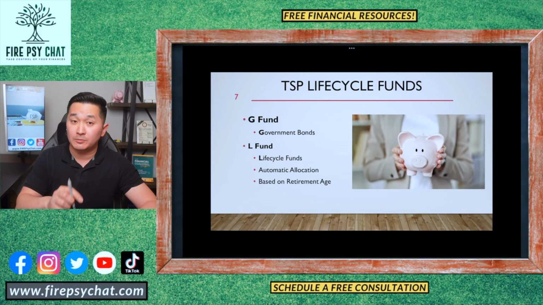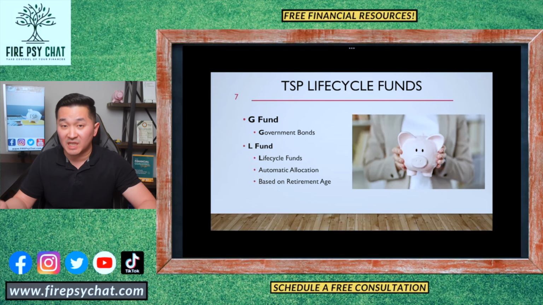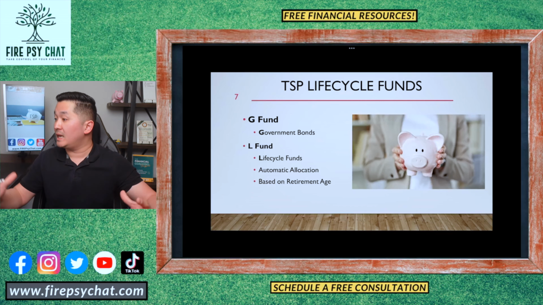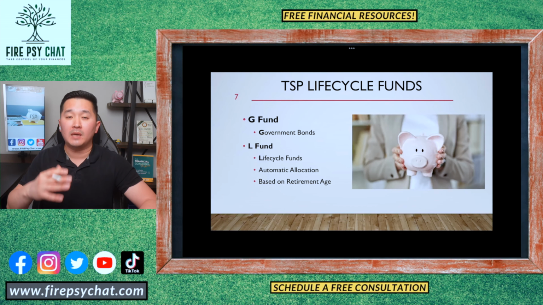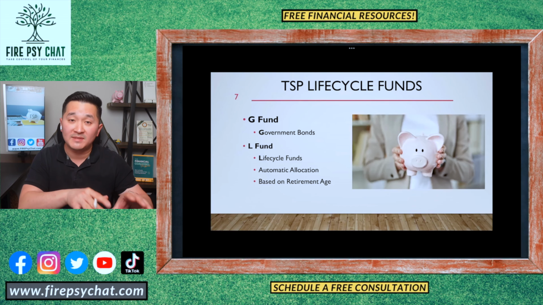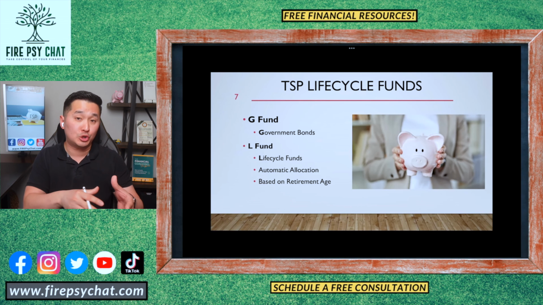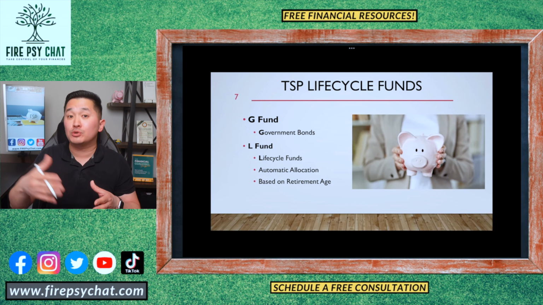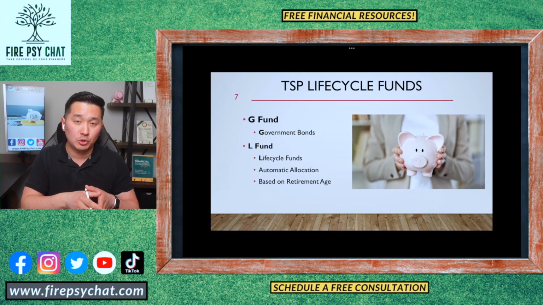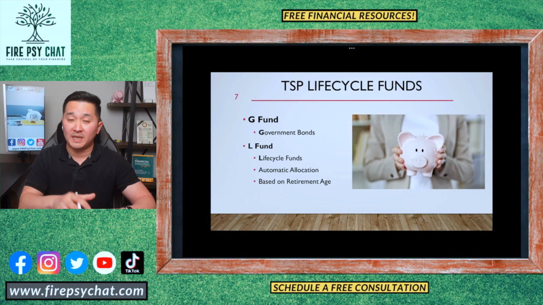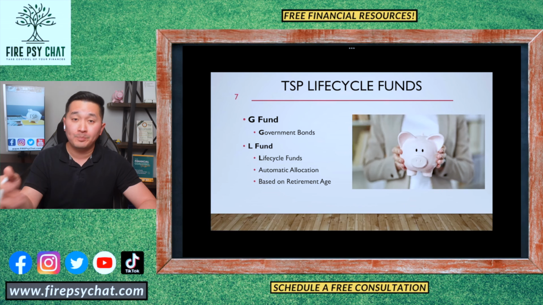And L stands for life cycle, or the target retirement funds, that are mixed with C, S, I, and F funds, but they're designed to automatically allocate those funds based on the life cycle fund you choose. The TSP actually automatically enrolls you into the life cycle fund based on the year you reach 60 years old. And when you choose the life cycle fund, you should choose based on what year you reach your normal retirement age and not your early retirement age. And let me break it down for you.